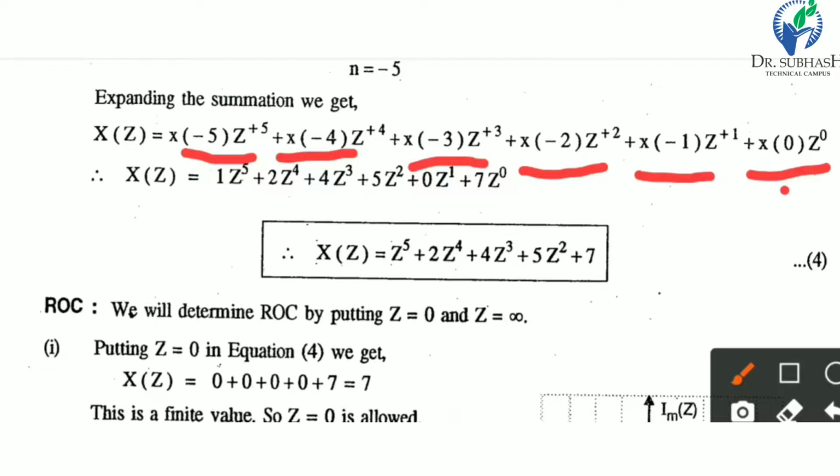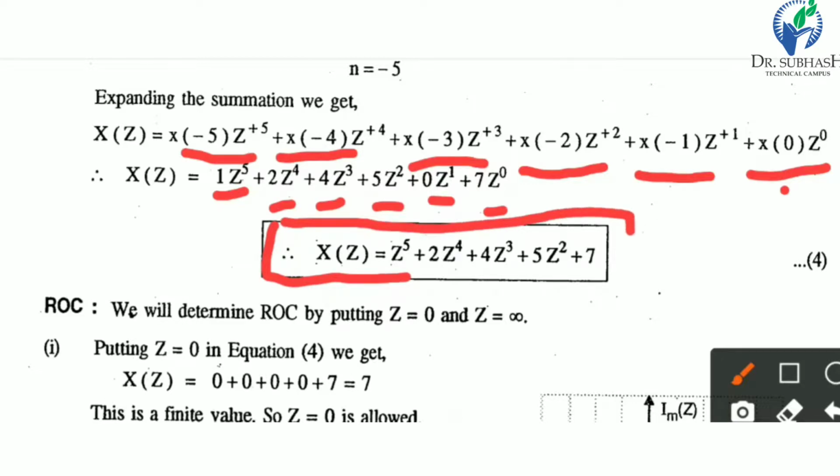So our equation becomes: x(minus 5) equal to 1, so 1 multiplied by z raised to 5, 2 multiplied by z raised to 4, 4 multiplied by z raised to 3, 5 multiplied by z square, 0 multiplied with z raised to 1, and 7 multiplied by z raised to 0. So X(z) becomes z raised to 5 plus 2 z raised to 4 plus 4 z cube plus 5 z square plus 7.